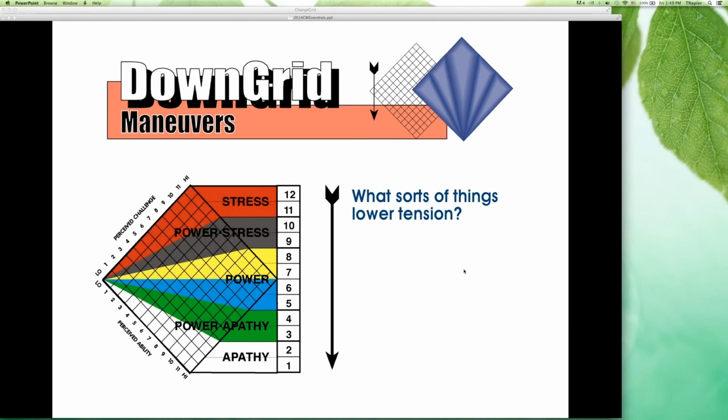Now, if you'll remember back to Mastering Personal Change, I said to you that over the course of your lifetime, you've all become highly skilled tension managers. You may not have known that was happening, but that's exactly what happened. So if I said you've got a friend, a family member, a colleague, or a coworker who is way, way up in stress, feeling totally out of control, what sorts of things could you do to lower that person's level of tension?